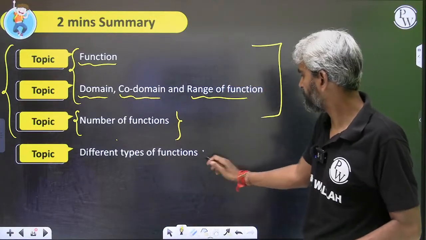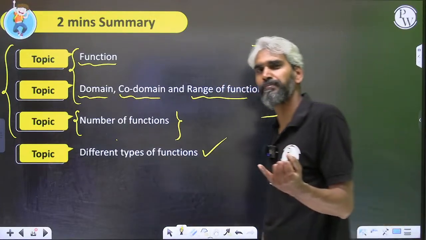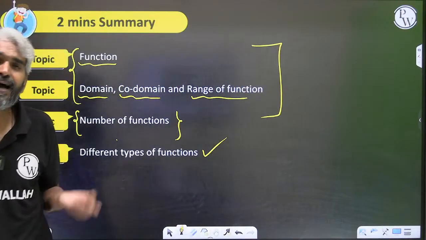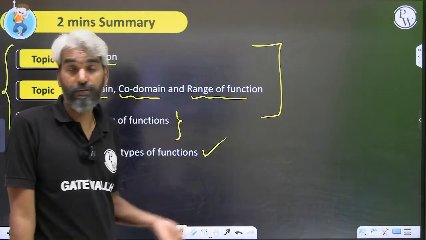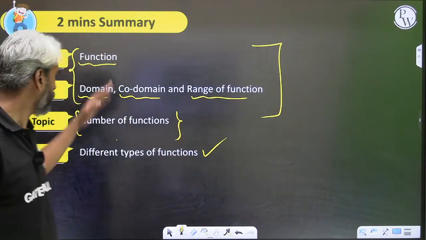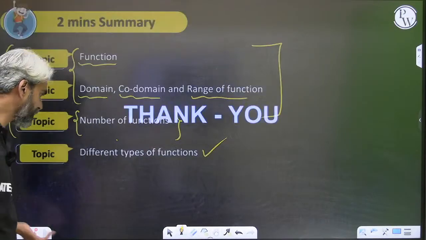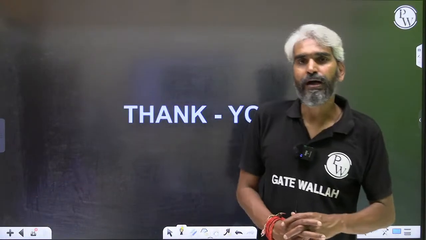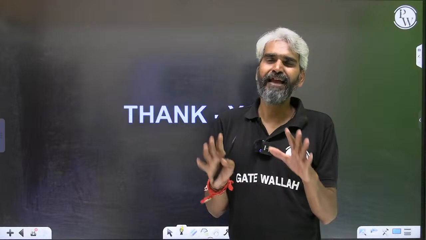We have also discussed different types of functions. What do we mean by identical function? What do we mean by identity function? What do we mean by constant function? What do we mean by composite of two functions, etc. So that's all that we have discussed in today's session. Tomorrow we'll discuss more about functions, and tomorrow will be the last session for function.